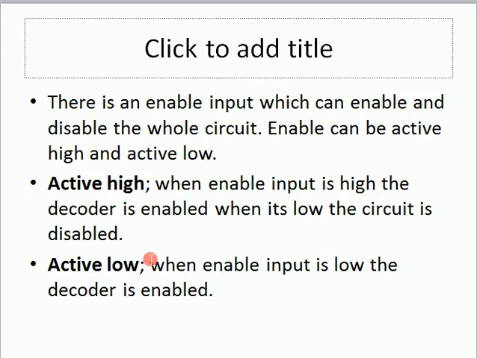The next one is active low. What is active low? When the enable input is low, the decoder is enabled. So basically these two are the workings of the enable input.